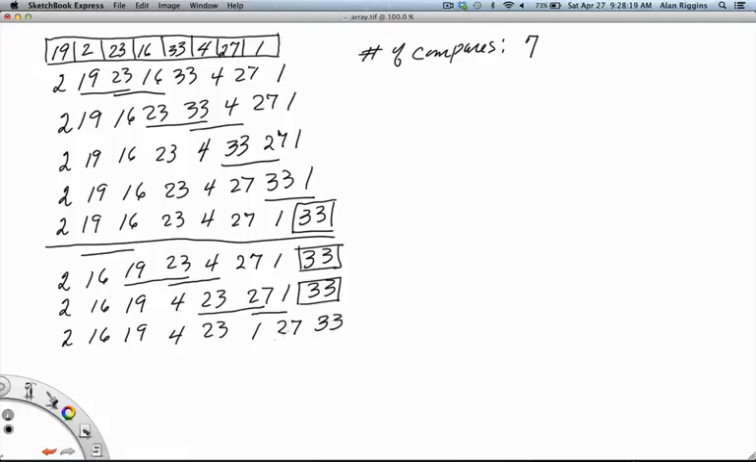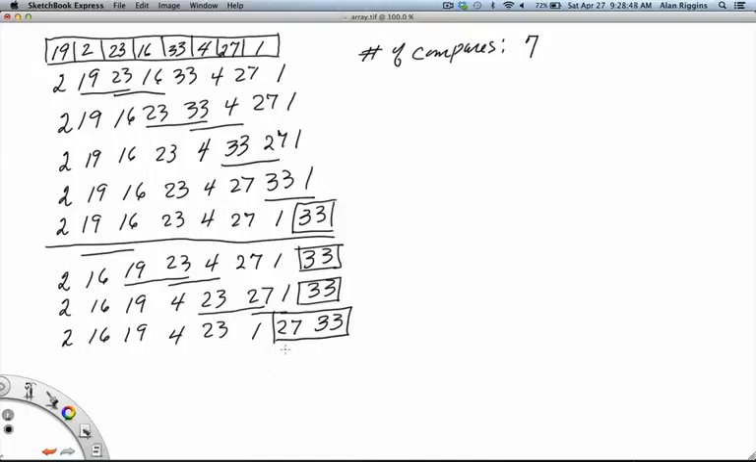So again, notice what has happened. There are now 2 elements in the sorted partition of the array. That is, the 33 is the largest element in the array. The 27 is the next to largest element in the array. So everything that remains to the left here is smaller. So this part of the array here, the sorted partition, increases by 1 every time.